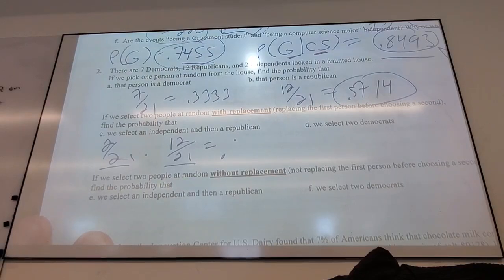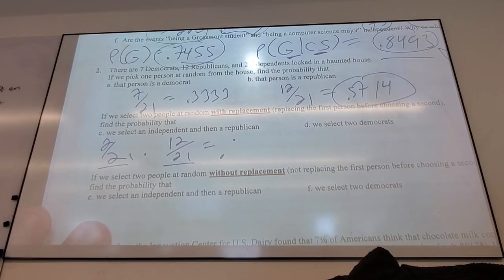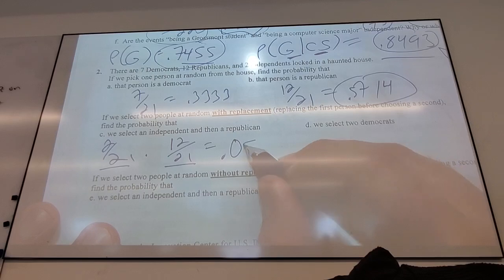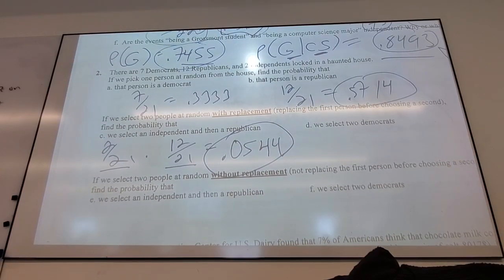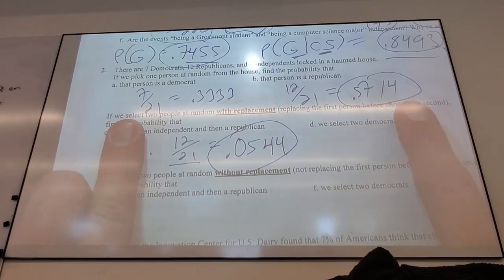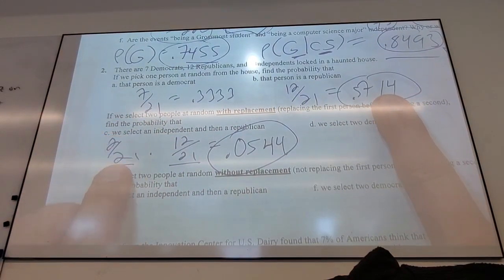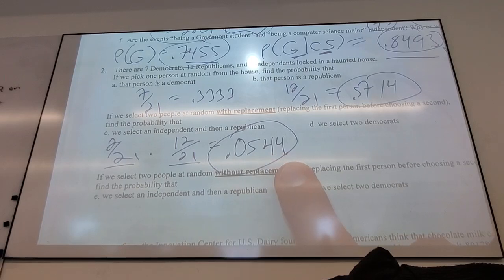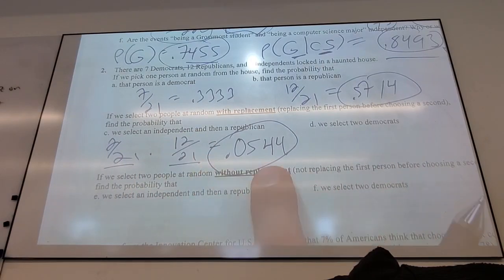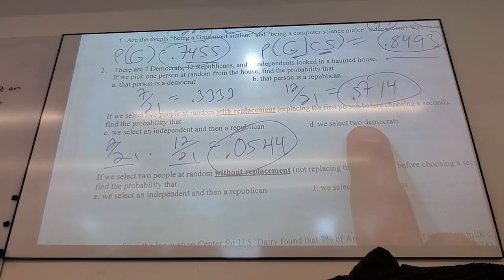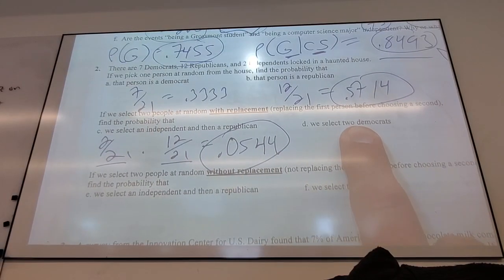It's got to be less than that. 0.0544? Yes, that sounds better. 12 out of 21 is 0.5714, so about 1/10 of that should be 0.057. So when you multiply those together, 12 divided by 21 times 12 divided by 21, you should get this bad boy. Do you see how there's no 'and' in here, but there really is?